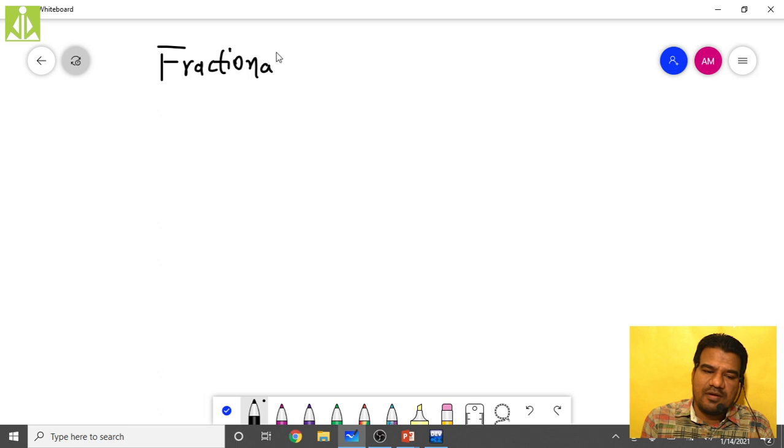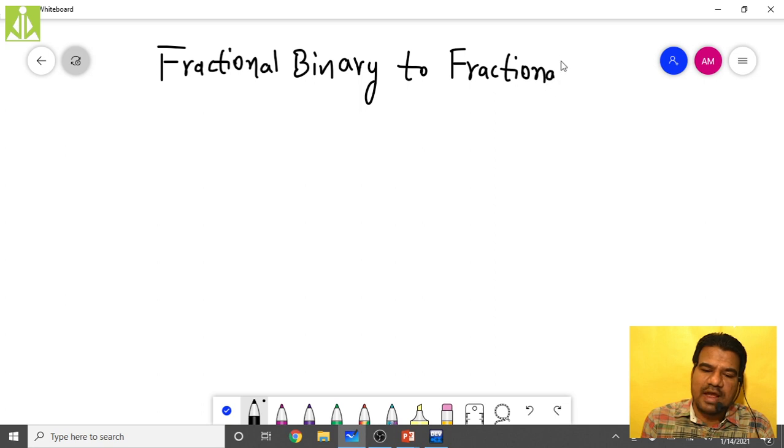That is, fractional binary to fractional decimal. So here they will give you a fractional binary number, and we have to convert that number into fractional decimal form.